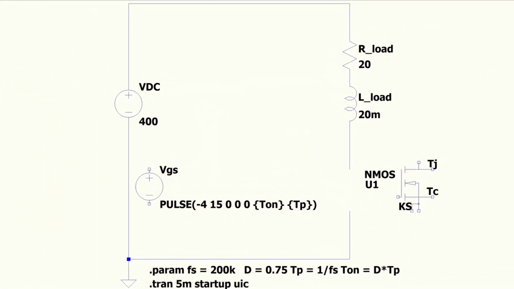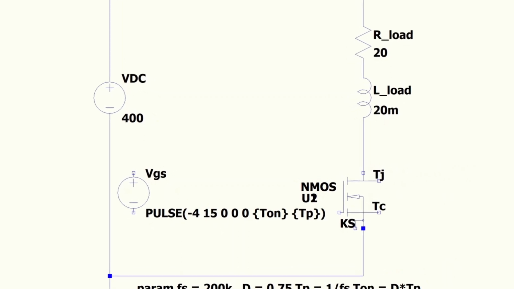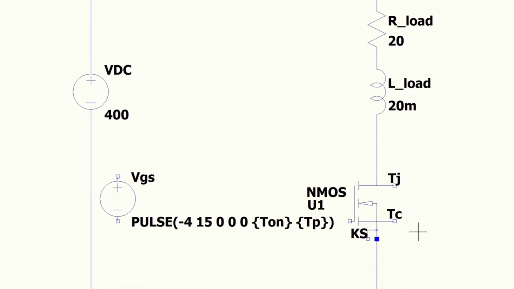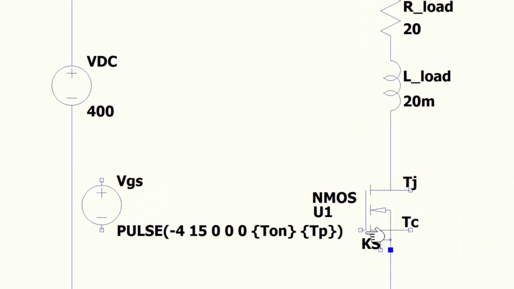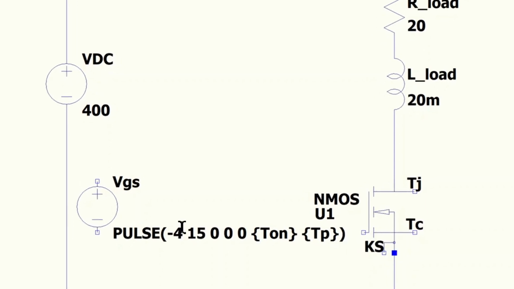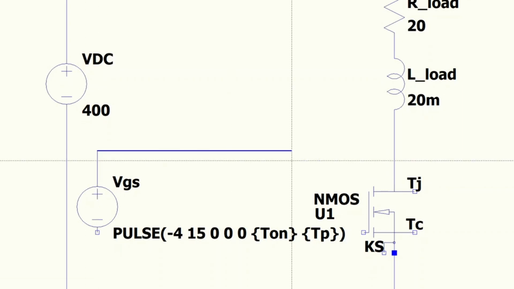And there's our device. I'm going to put that in place. Notice again, we have our Kelvin lead and our gate. Let me connect our gate to source pulse generator, or driver if you will, to our gate to source.